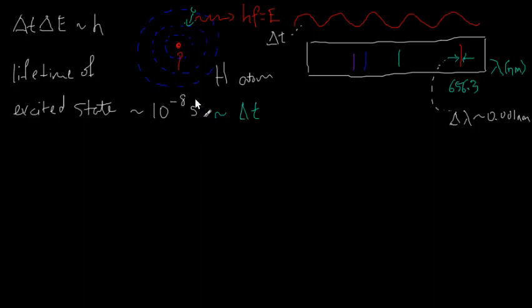So, therefore, assuming that the duration of the red light wave emitted by the atom is about the same as the lifetime of the excited states of the hydrogen atom, we can now use the uncertainty relation to calculate the range of energy, and from there we should be able to find the range of frequency and therefore the range of the wavelengths.